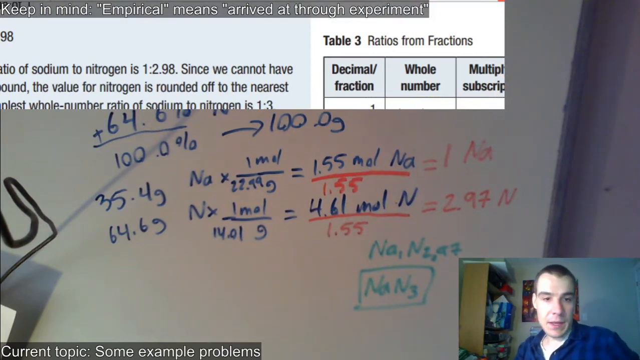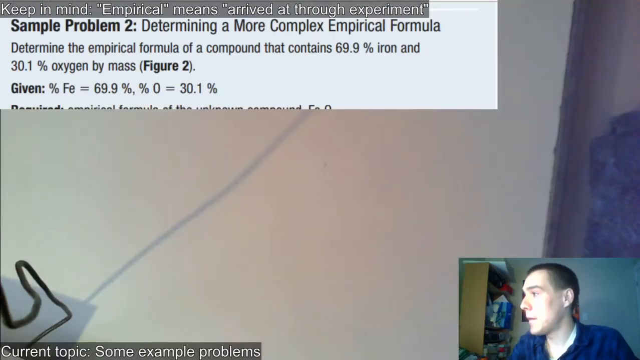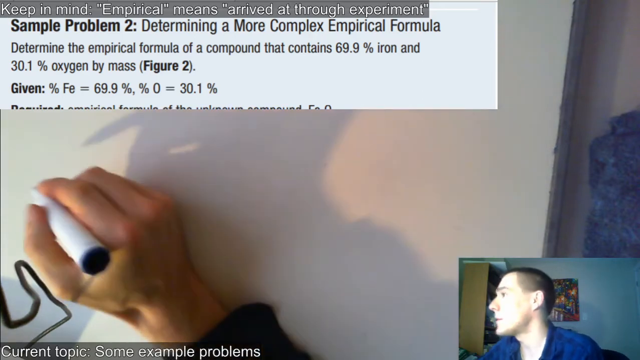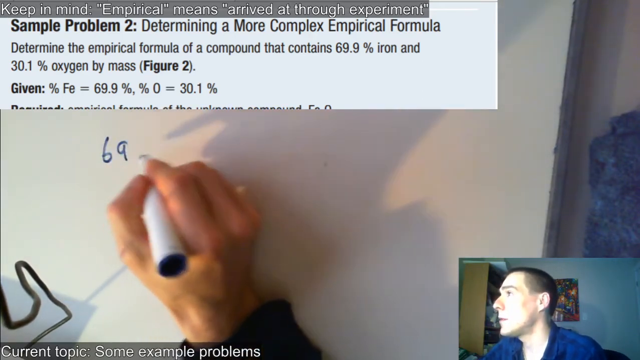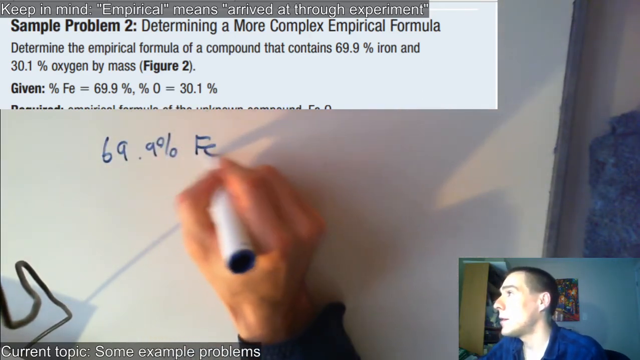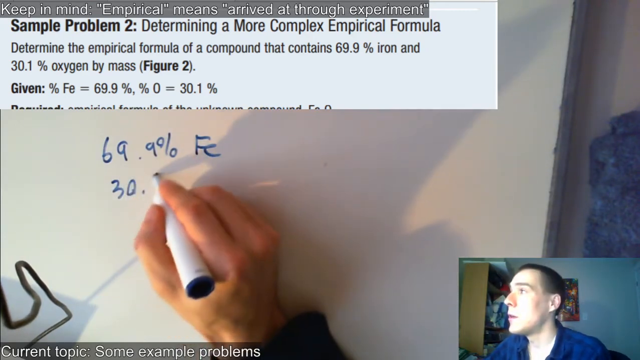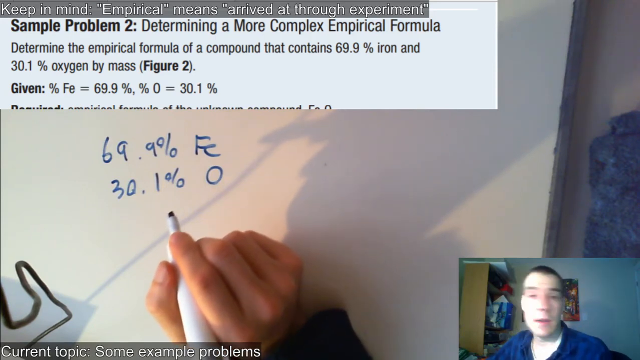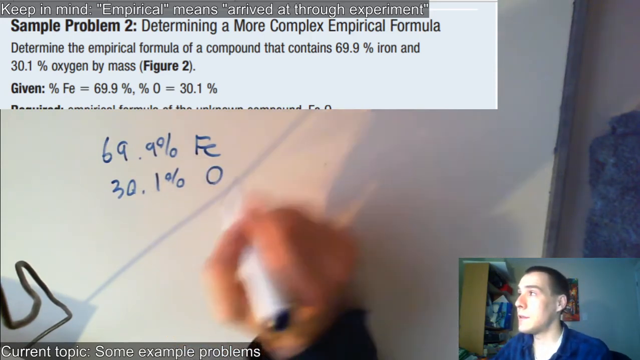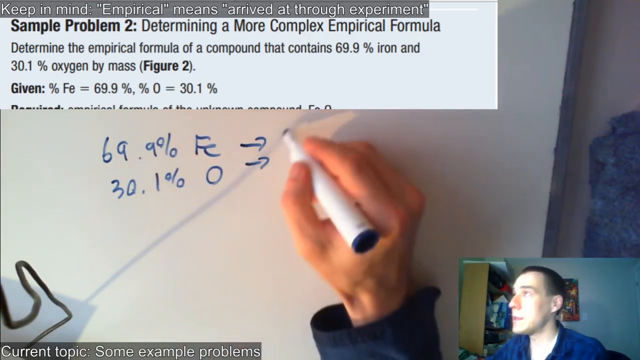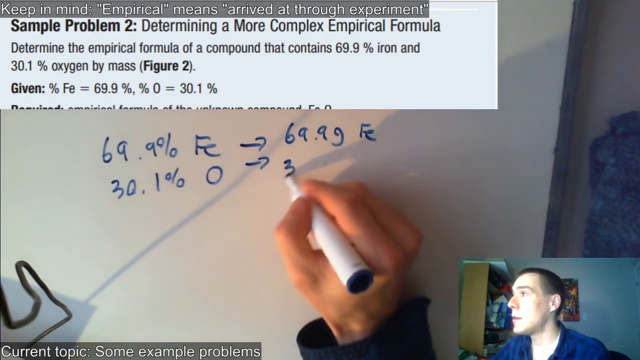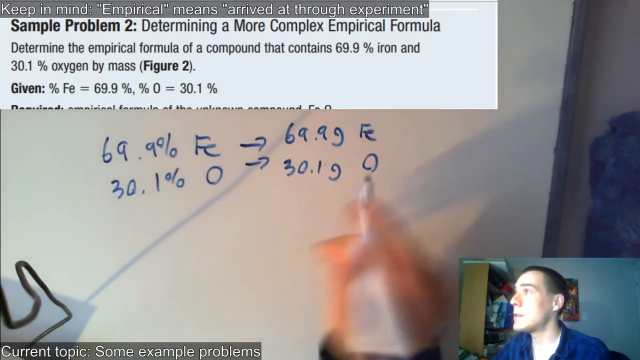So I'm going to pause, and we'll set up the next problem. All right, let's do this one. It's a little bit more complicated. It says we have 69.9% iron and 30.1% oxygen. That's our 2 things. We're going to do that trick where we turn it directly into grams: 69.9 grams of iron and 30.1 grams of oxygen.